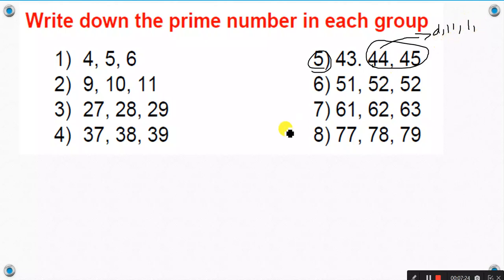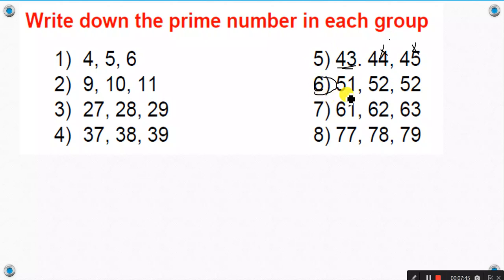So it has more than 2 factors, so it is a composite number. This is also a composite number. 43 is not divided by any other number without remainder. So 43 is a prime number.